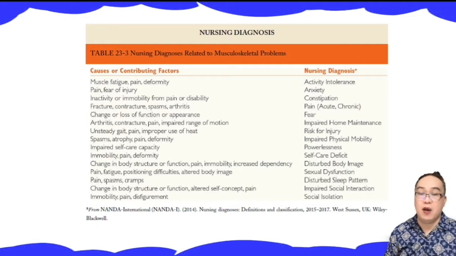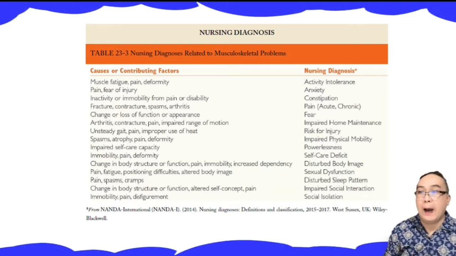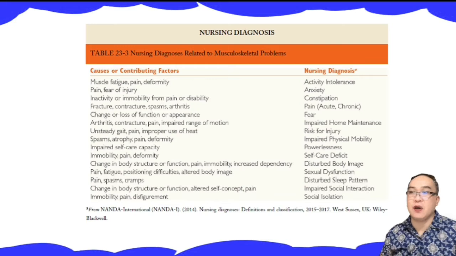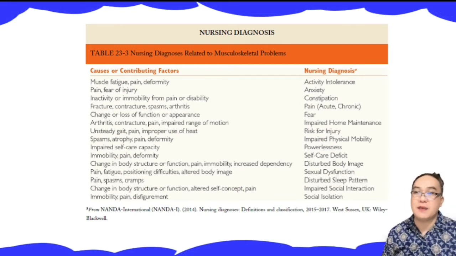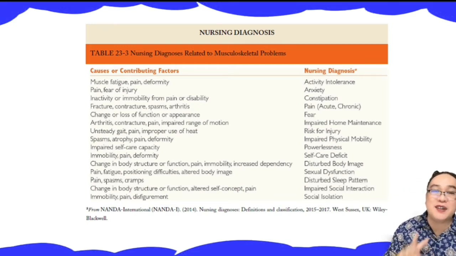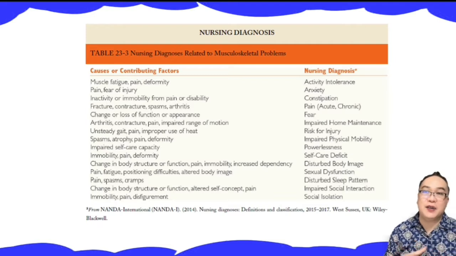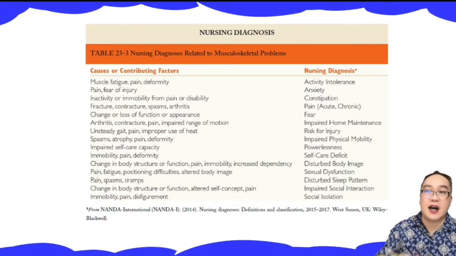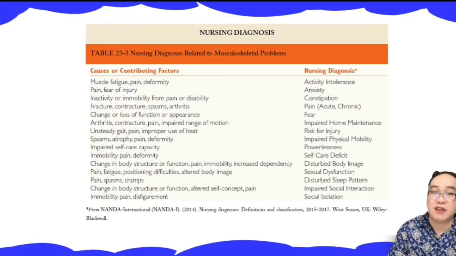Another one you can have also is fracture, contracture, spasms, as well as arthritis that can give us a diagnosis. It can be acute or chronic pain. So these are the nursing diagnoses, and of course with our thorough assessment and determining the possible contributing factors, we can address the problem of your client.